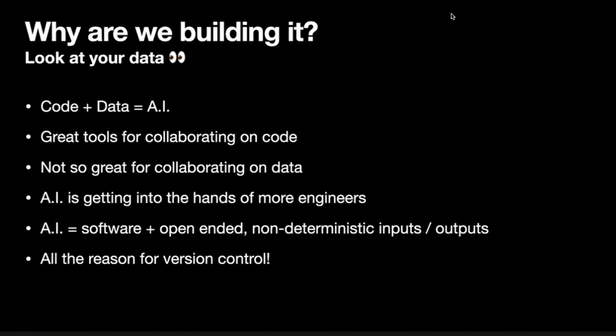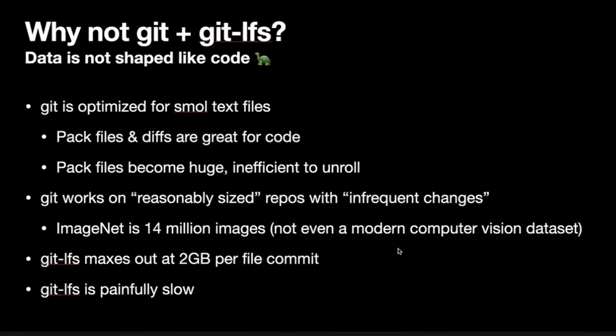And as AI is getting into the hands of more and more software engineers, you start to add non-deterministic inputs and outputs, really opening up the scope of what's coming in and out of your model. So all the more reason for a version control tool to help you with it. There are some extensions to Git. You might have heard of Git LFS to try to handle some of these larger files. What it'll do is allow you to hash the file, put the pointer into your Git repo, and then version the pointers.